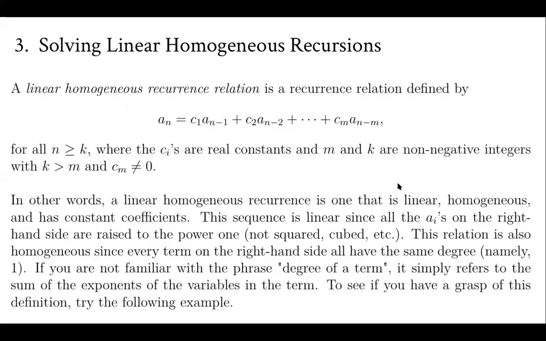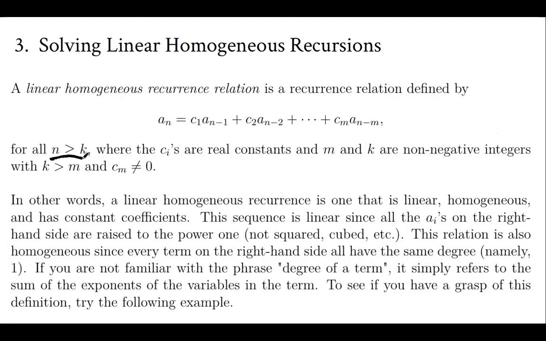All right, let's move on now. And now we'll talk about the linear homogeneous recursion closed forms that we mentioned briefly at the start. This is kind of a mouthful to read, but a linear homogeneous recurrence relation is a recurrence relation defined by a_n equals c1 a_{n-1} plus c2 a_{n-2}, and all the way up to c_m times a_{n-m}.